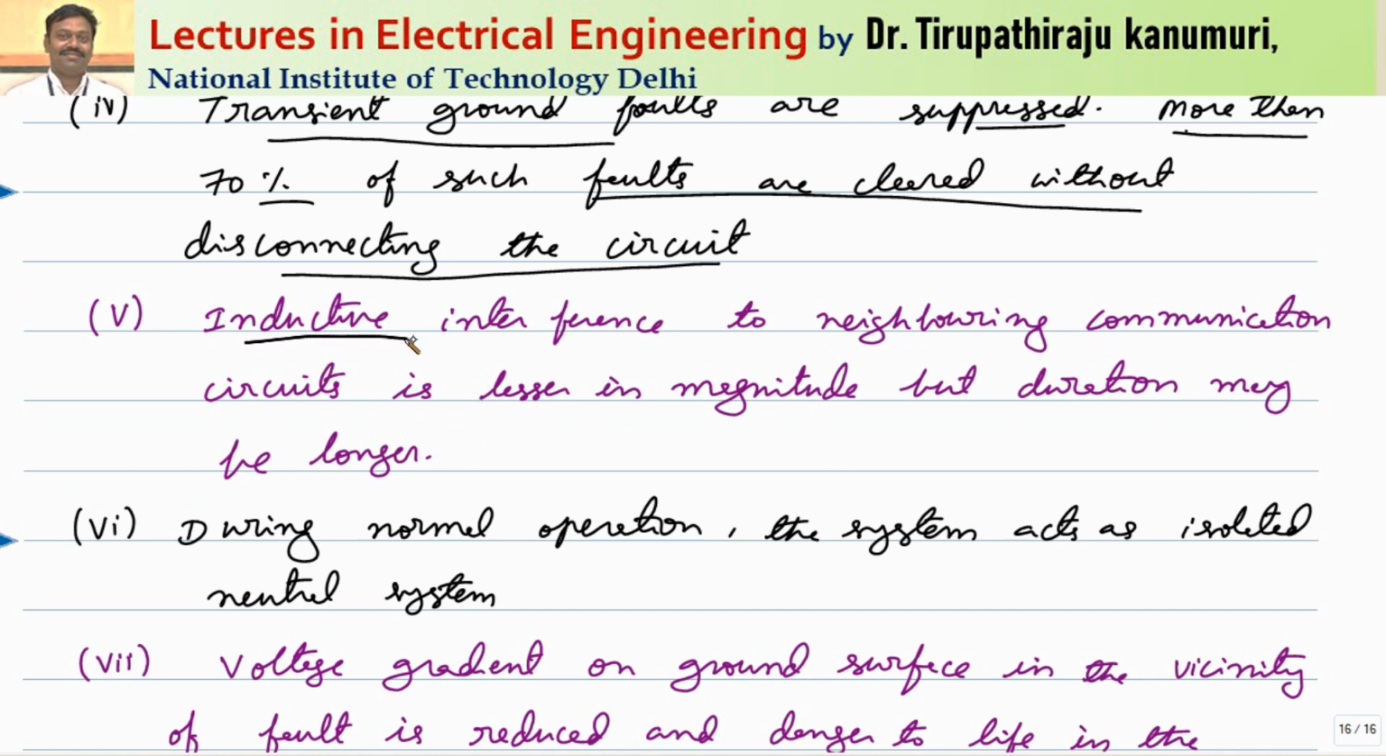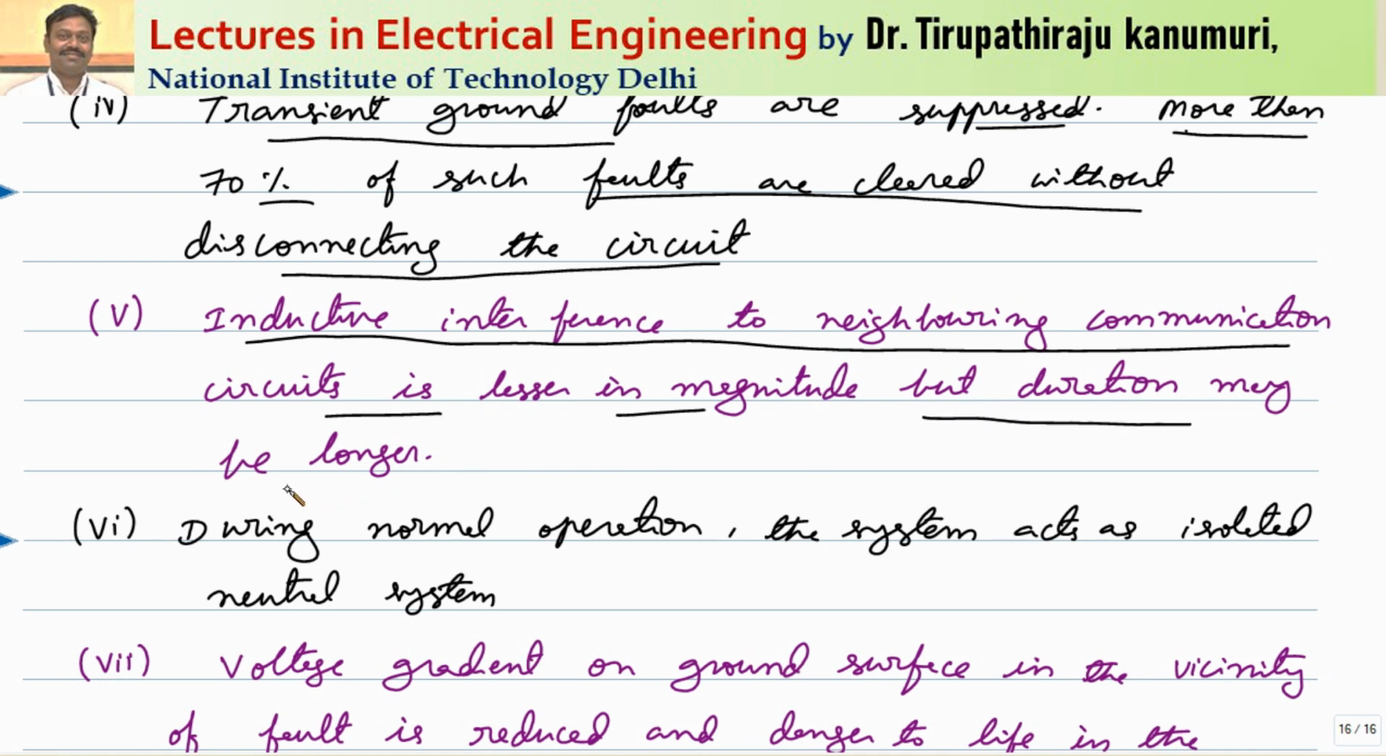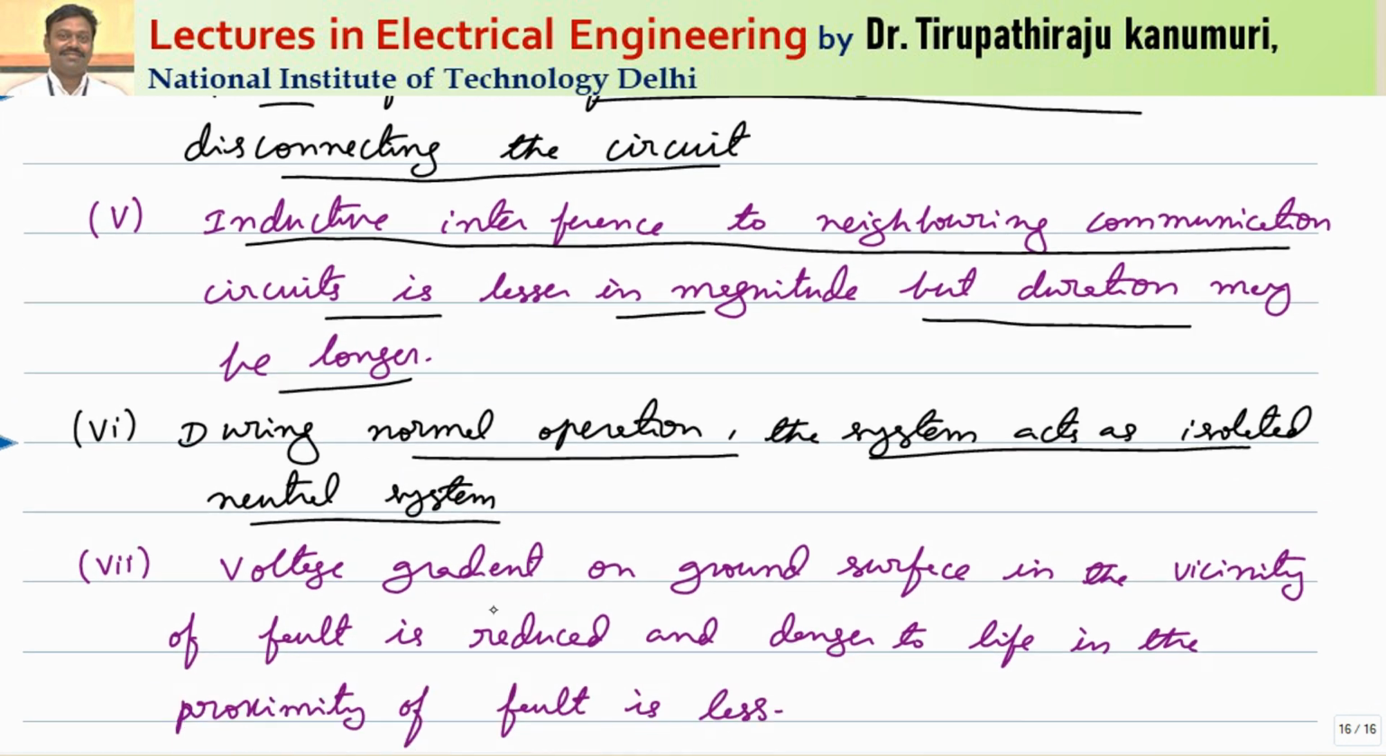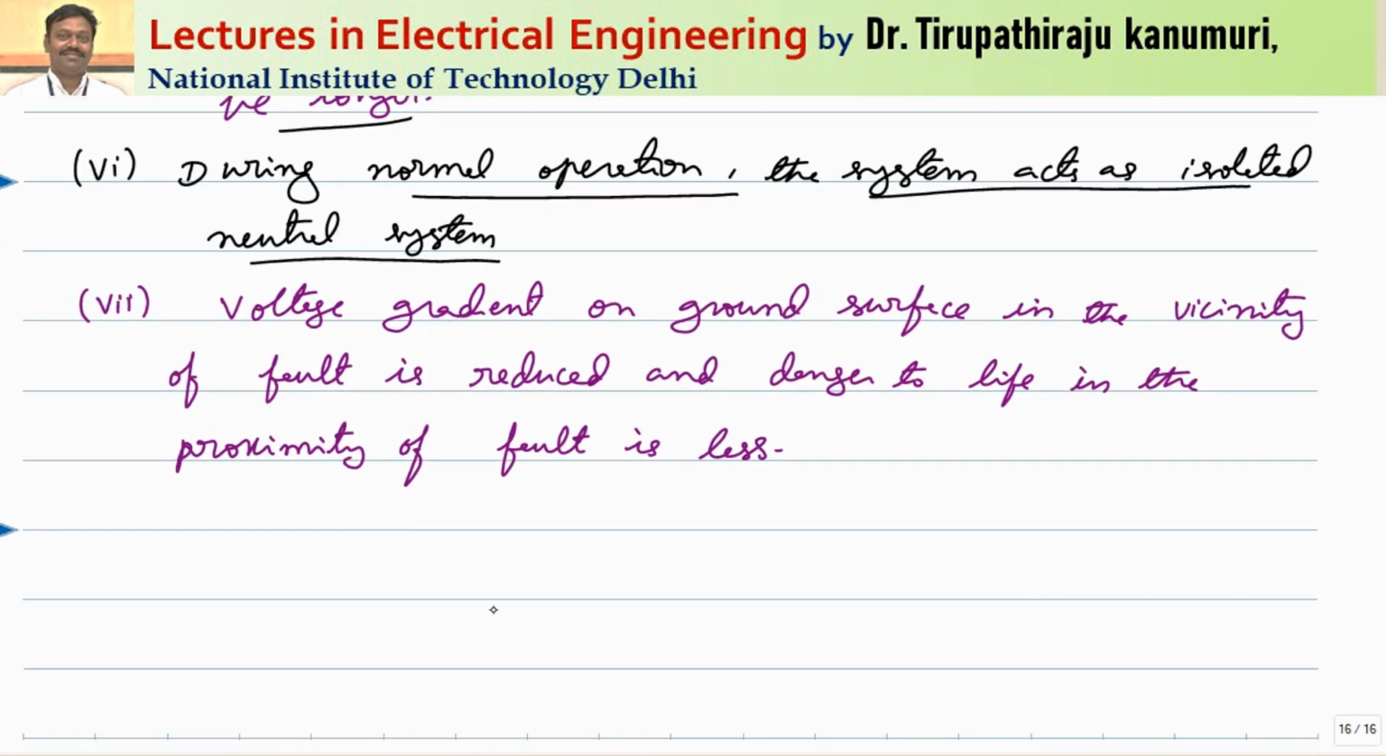Now, the inductive interference to neighboring communication circuits is lesser in magnitude, because very less current is passing, but the duration will be longer in this case. When compared to other grounding systems, generally they are disconnected within 30 seconds. Here we have to wait up to 10 minutes. So that's why the duration is longer, but the magnitude is very less. During the normal operation, the system acts as an isolated neutral system only. That means the reactor will be effective only if there is a ground fault. Otherwise, it doesn't play any role in your system.